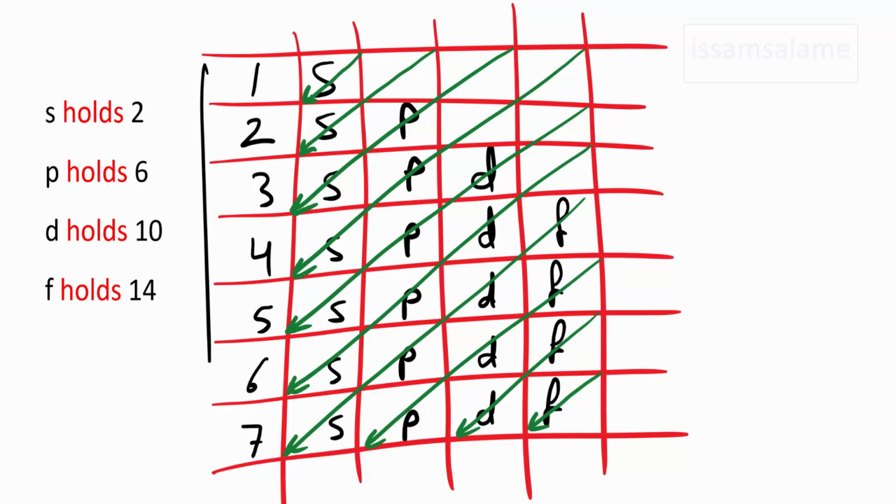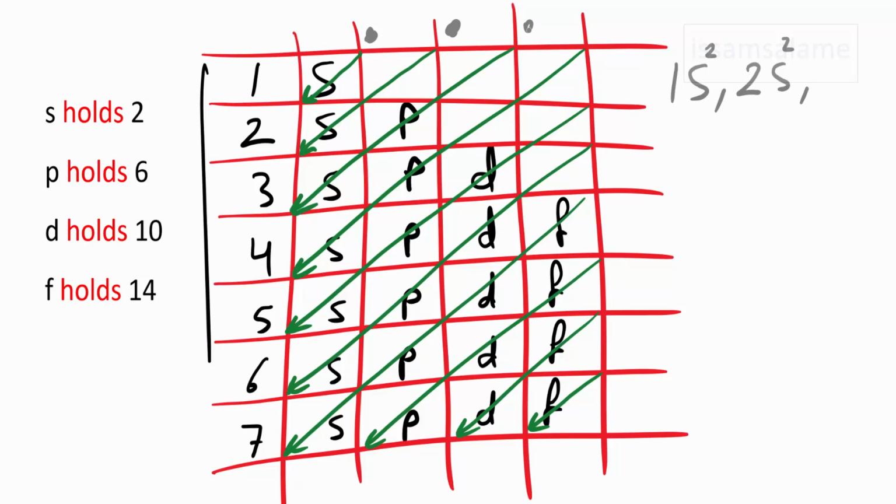We will start with the first arrow. As you can see, the first arrow is passing through 1s. So we write 1s, and s holds 2, so we put 1s2. We look now at the second arrow. The second arrow passes through the s also, 2s, and it holds 2, so I put 2s2.